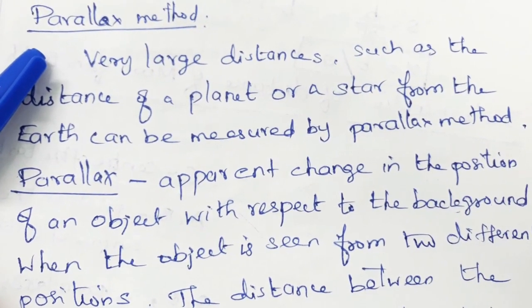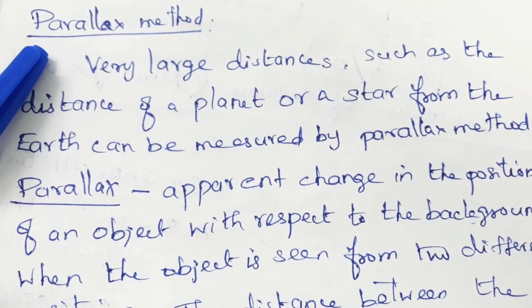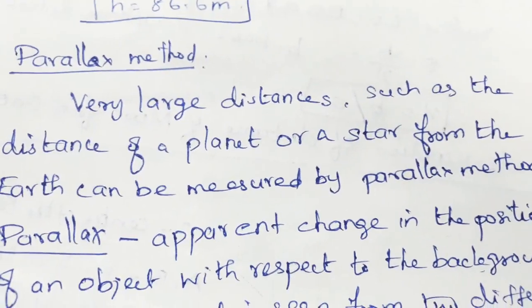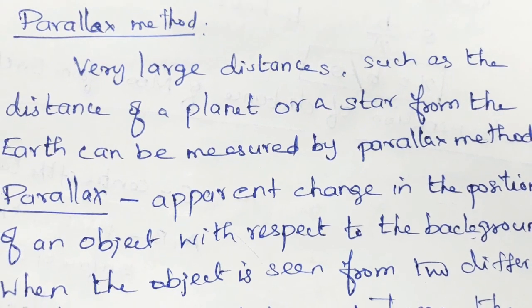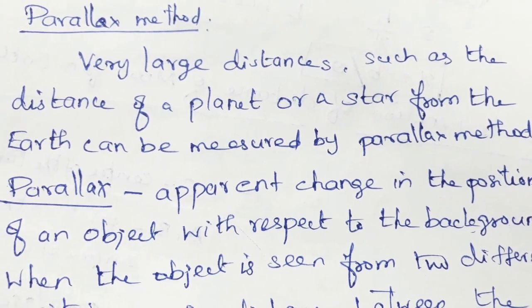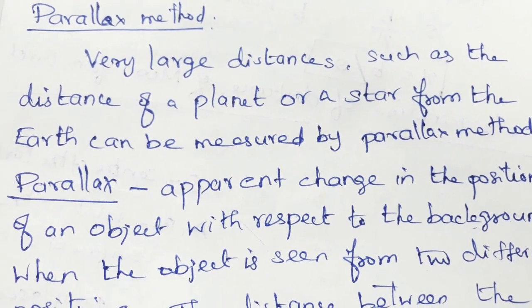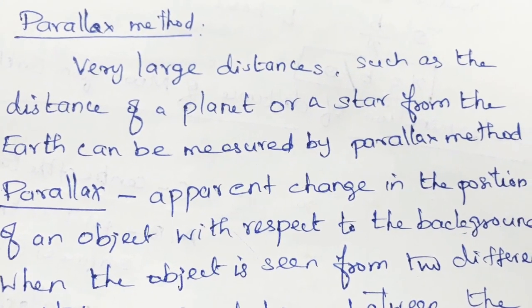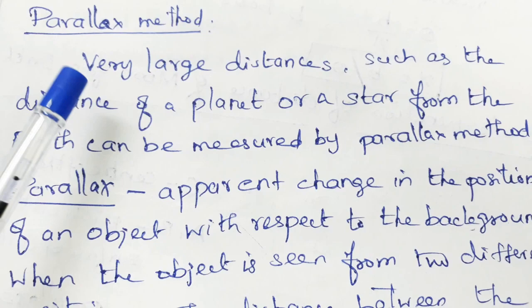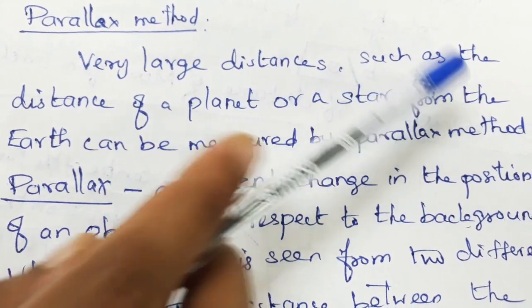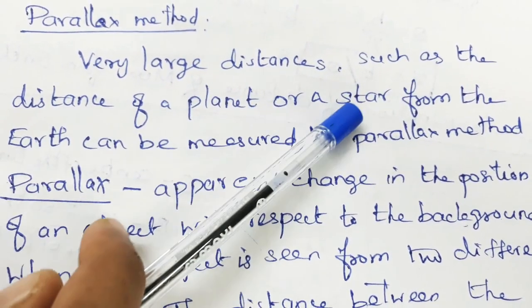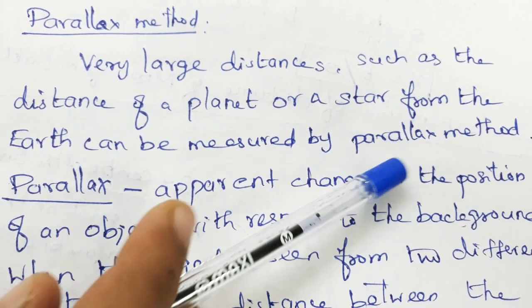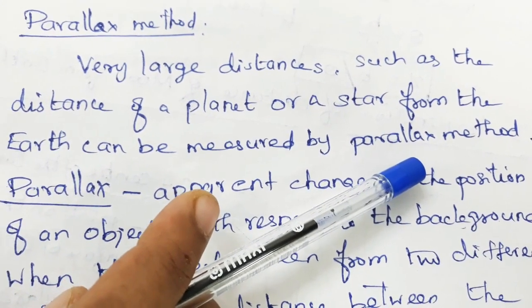The second method for measuring large distance is the parallax method. What is the parallax method? The parallax method is used to measure very large distances, such as the distance of a planet or a star from the earth.